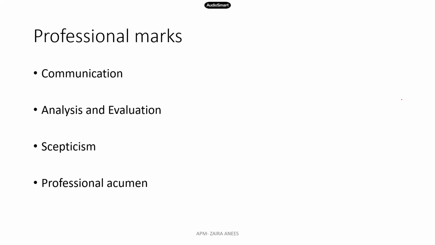So all professional requirements are not given. The examiner will not ask all four in all questions, but the examiner will write that, look, in this question professional marks will depend on skepticism and professional acumen. So you know that these two factors you have to include in the solution. Or for example, it says that professional marks are based on analysis, evaluation, and professional acumen. So you know that skepticism is not there, and you are not supposed to do that. So that's basically how the examiner will ask in the APM paper.